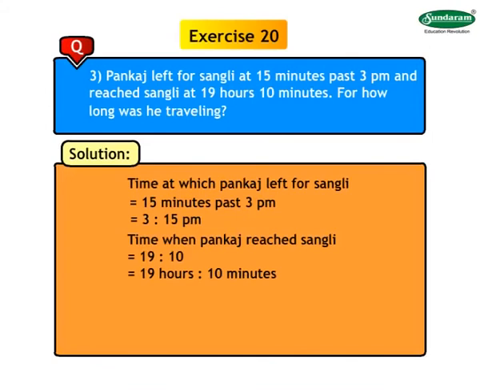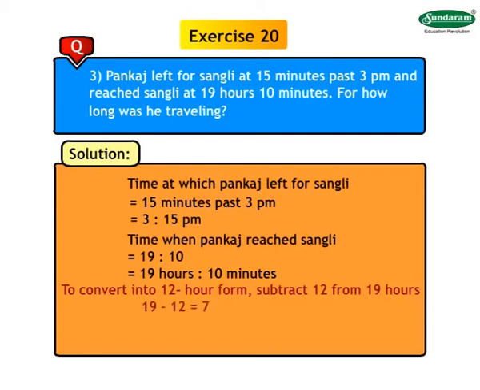Now, 19:10 is a 24-hour form of telling time. To convert it into 12-hour form, subtract 12 from 19 hours. 19 minus 12 is equal to 7 hours. Therefore, 19 hours 10 minutes is equal to 10 minutes past 7 p.m., which is equal to 7:10 p.m.